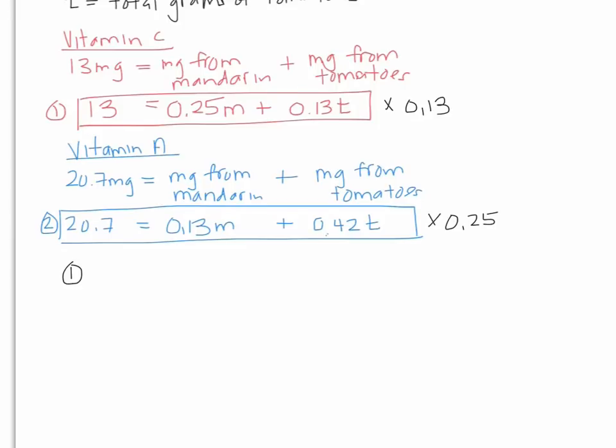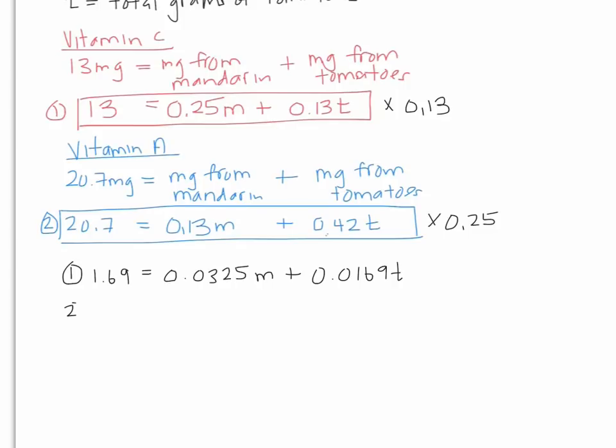So my first number is 13 times 0.13, which is going to give us 1.69, equals 0.25 times 0.13, which is going to give us 0.0325. Don't get rid of any decimals because then we're going to have an inaccurate number. Plus, now I'm going to do 0.13 times 0.13 and we get 0.0169t. There's our first equation.